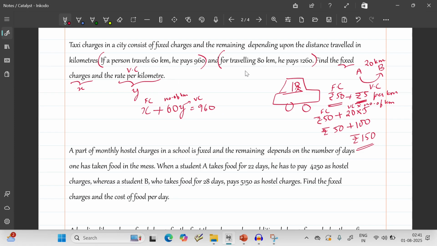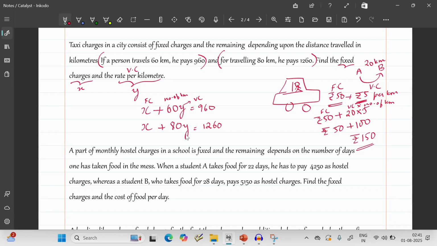Similarly, frame for this one, same thing. Now just the distance is different, right? So fixed charge will be the same, x plus how much distance has he traveled? This will be 80 kilometers. So 80 into y, the total amount is 1260 rupees. This is how you will be solving the fixed charge and the variable charge question.